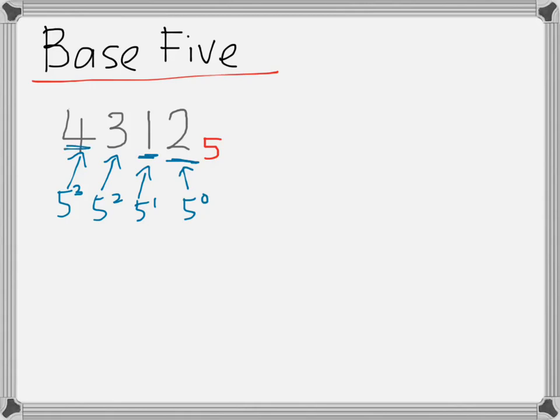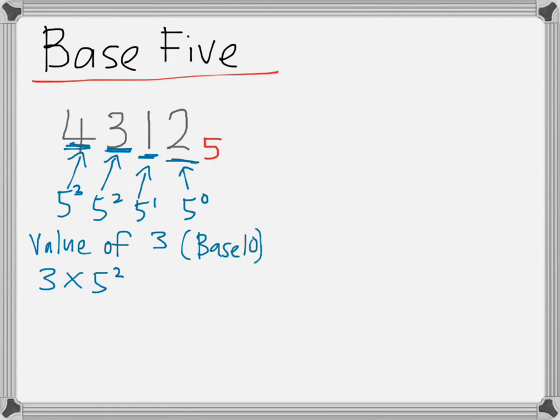Okay, why do I say each position has its own value? Because in the exam, they love to ask, okay, what is the value of 3? What is the value of the 3 over here? So you must know the value of 3 is actually 3 multiple 5 power of 2. This is the value of 3 in base 10. It's 3 multiple 5 power of 2 because each position has its own value.